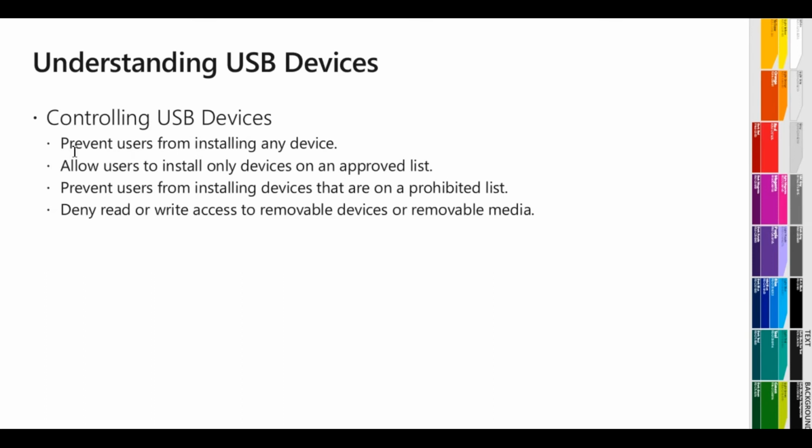Controlling USB devices: prevent users from installing any device, allow users to install only devices on an approved list, prevent users from installing devices that are on a prohibited list, deny read or write access to removable devices or removable media.